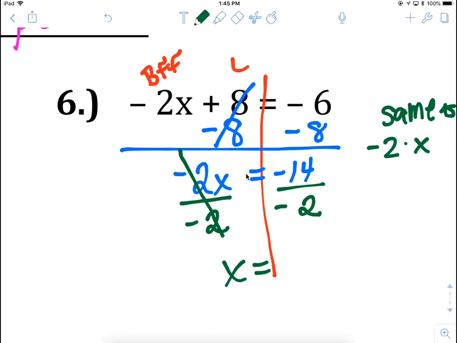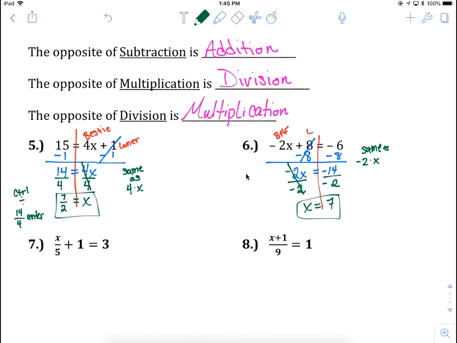-14 divided by -2, those two negatives are going to cancel. 14 divided by 2 makes a 7. That's our final answer. Okay. All right, 7 and 8, they might look a little bit alike, but they are actually very different.